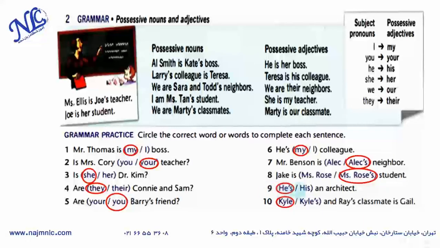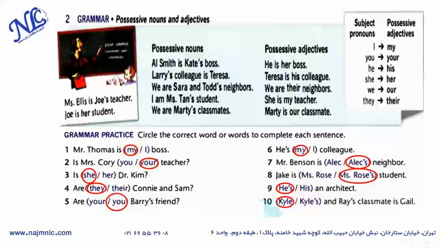Number 9, he is or his. Which one? This one is he is. This one is his. So what's the difference? Of course, he is means او هست, but his here it means برای او, برای آن مرد. Okay? So, in this sentence, we need a subject pronoun because every sentence needs subject or subject pronoun. Here, we don't have a subject pronoun, so we must use this one. He is an architect.